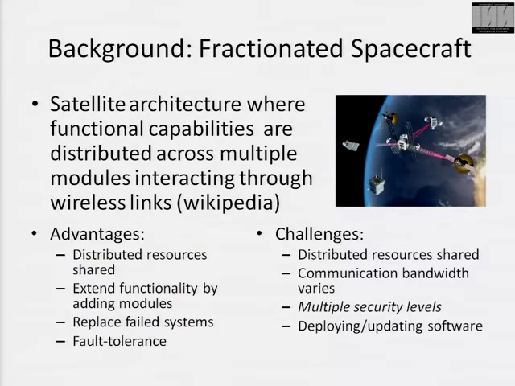The context for this is a little bit different than some of the other talks so far. It's about fractionated spacecraft. Just to rehash, it's an architecture where functional capabilities are distributed across multiple satellites, modules that interact through wireless links. As you can imagine, there are a lot of advantages. Distributed resources are shared, so if a camera is located on one satellite and needs to be used by another, that can happen. It can extend the life of missions. As technology and hardware improve, satellites can be dynamically added to your cluster, and you can extend the life of your mission that way.